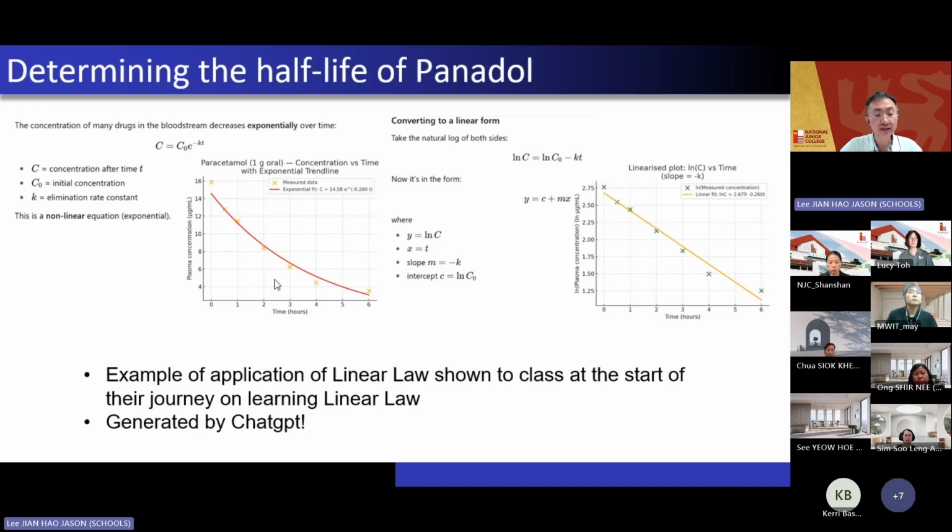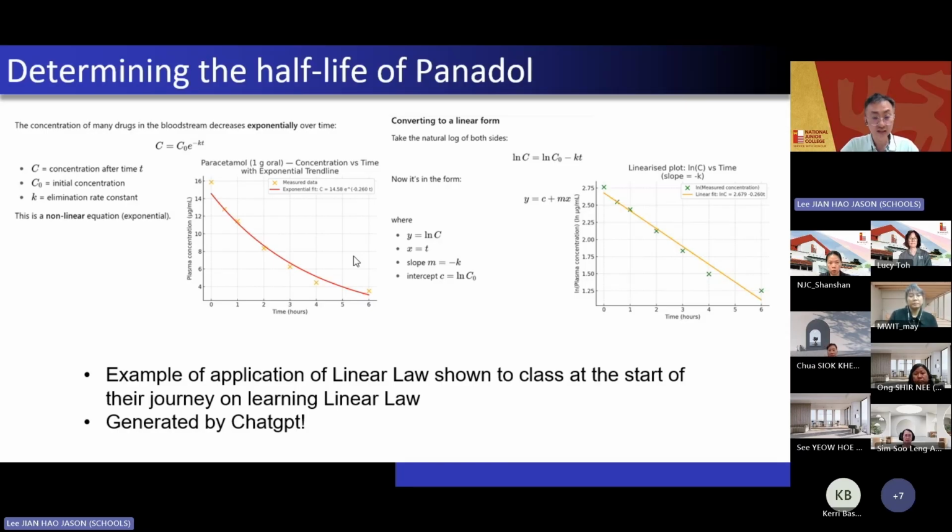Right, and this entire application was actually generated by ChatGPT. So teachers don't really have to spend extra time doing it, they just need to make use of it and show students. Now, we can also use it to generate other examples rather quickly. Let's say we don't want to use the half-life of Panadol to trigger students' interest. We prefer to use something more benign because Panadol is a drug after all.